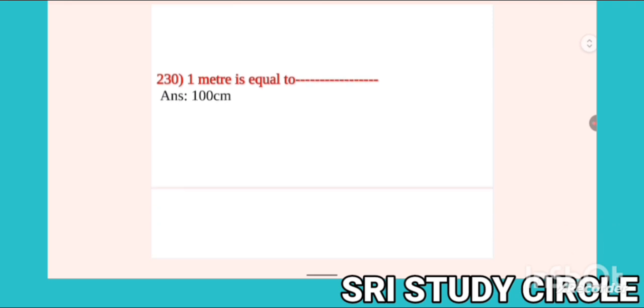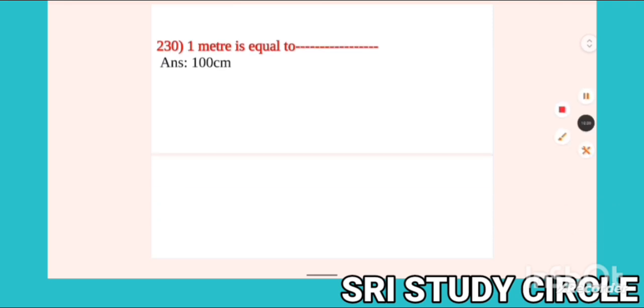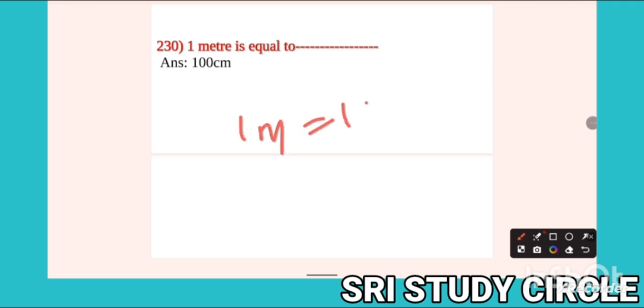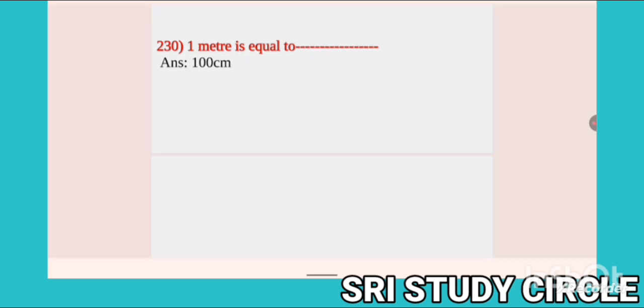Now next question. 1 meter is equal to dash. How much? 1 meter is equal to 100 centimeters. This is the answer. Next.